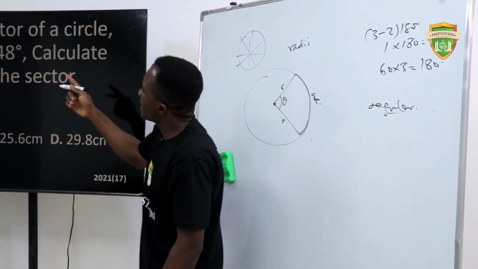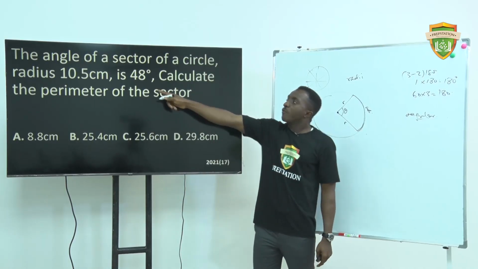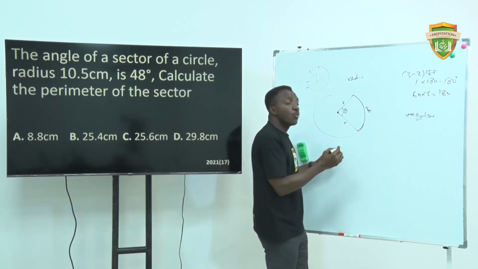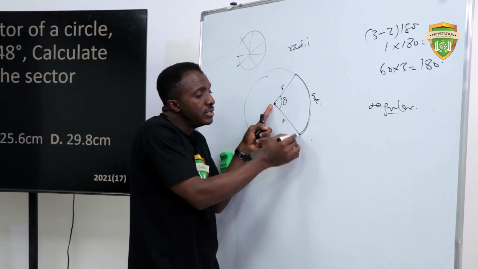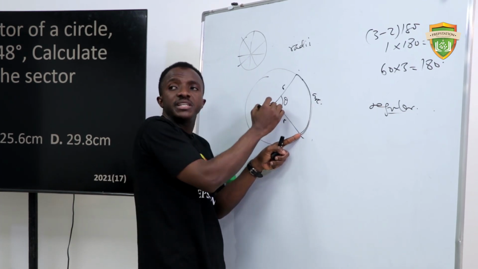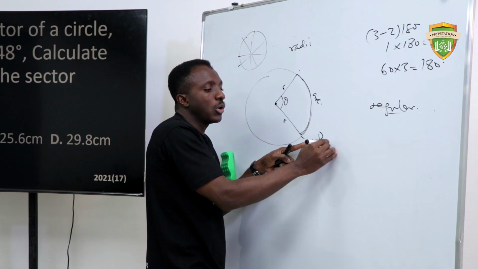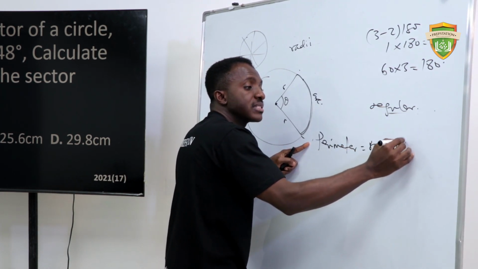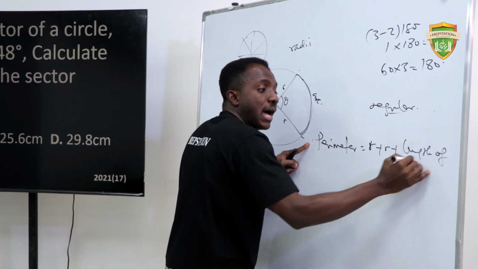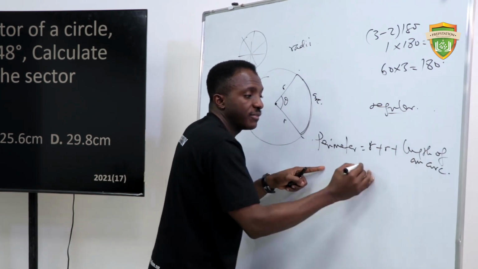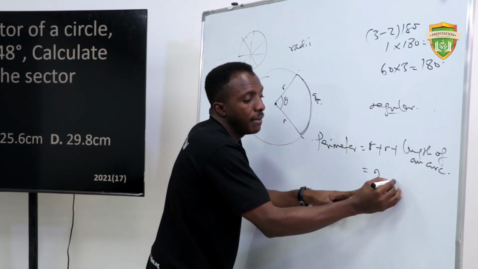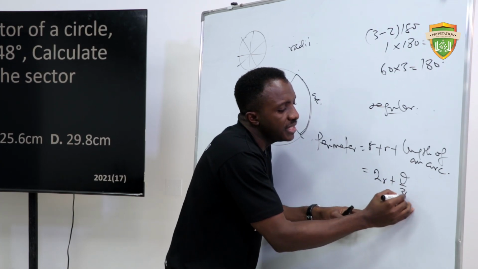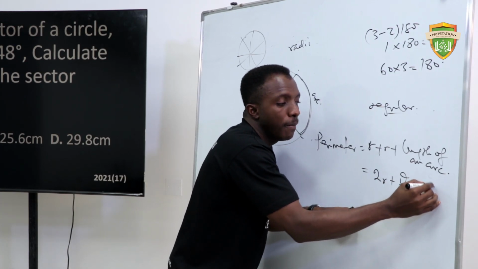It says that the angle of a sector of a circle of radius 10.5 centimeters is 48 degrees. Calculate the perimeter. Perimeter is the distance round, so we're going to do this plus this plus this. The perimeter of the sector is r plus r, which is 2r, plus the length of an arc. The length of an arc is simply theta over 360 times 2 pi r.